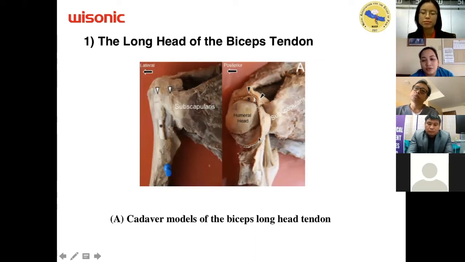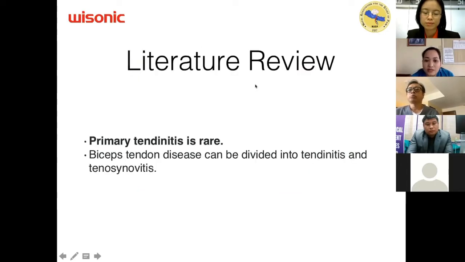This is another view, from medial to lateral, of the long head of biceps tendon. This is the cross-section of the long head of biceps tendon at the rotator cuff interval. So this is the subscapularis muscle anteriorly or medially, and this is the supraspinatus muscle.